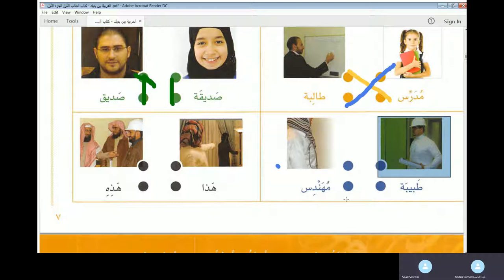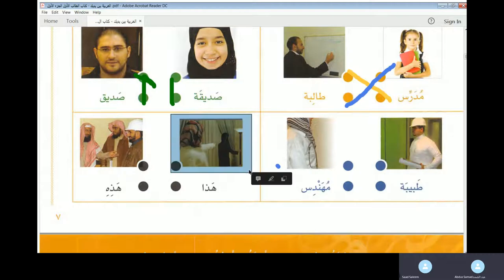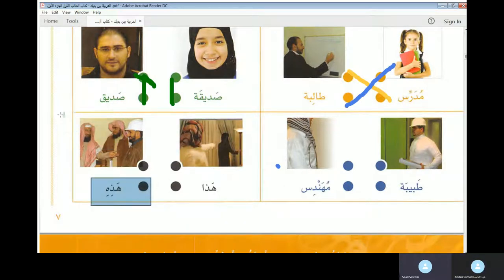Okay, Mohandis. Okay, what is the meaning of Mohandis? This is an engineer. Okay. This picture. Tabiba, a female doctor. This picture is Hazihi. Hazihi, that. Hazihi also means this. And this picture, Hadha.